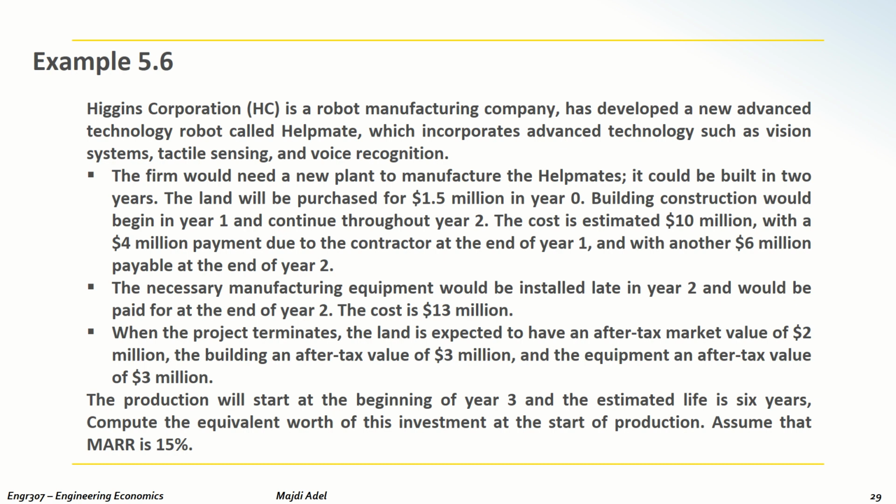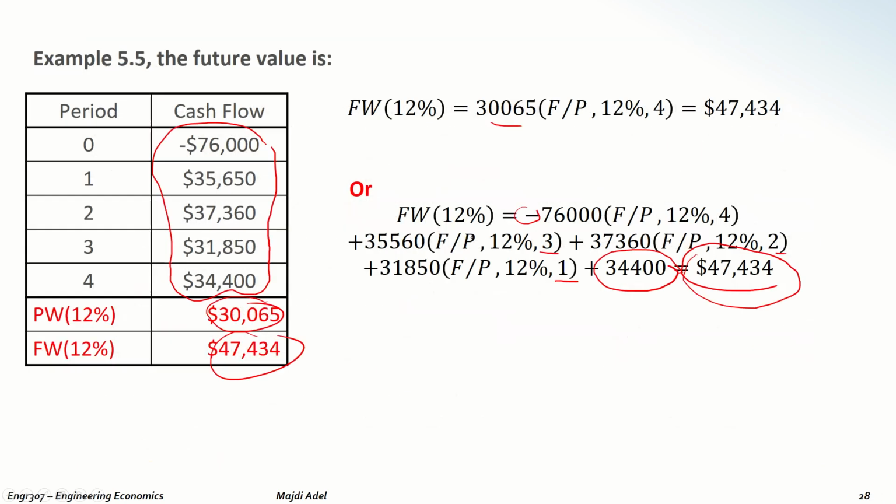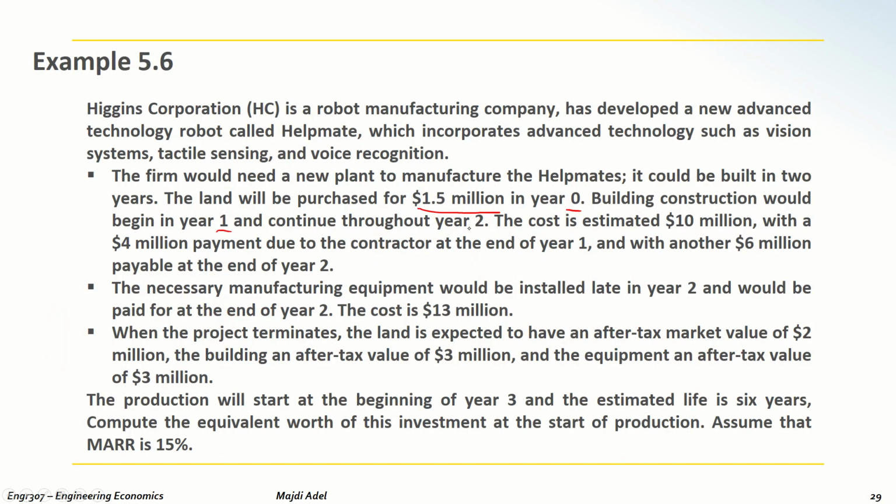The firm would need a new plant. To manufacture HelpMate, they need to build a new plant. It could be built in 2 years. The land will be purchased at $1.5 million at year equal 0, at n equal 0. The construction would begin in year 1 and continue through year 2. The construction of the plant will take place after purchasing the land in the first year, and it will continue until the end of the second year.